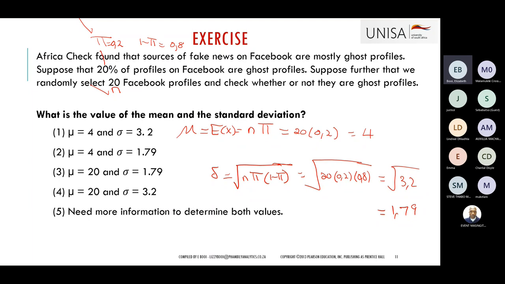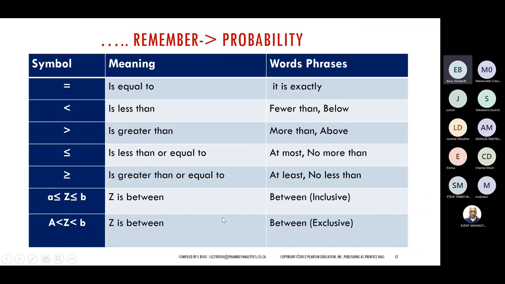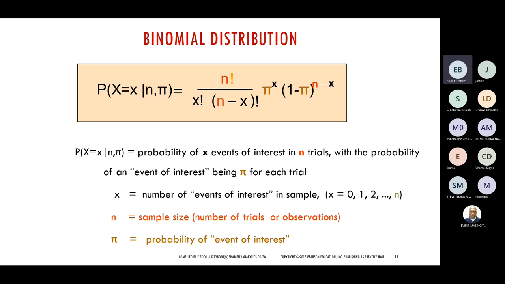Okay, so that is done with the properties of a binomial distribution. Now we need to start looking at how we calculate the probabilities. Remember this? Do you still remember what it means to say exactly, fewer than, more than, at most, at least, no more than, no less than, between inclusive, between exclusive, or if they give you the sign? Do you still remember that? Because you will need to use the same information when you answer binomial distribution questions.